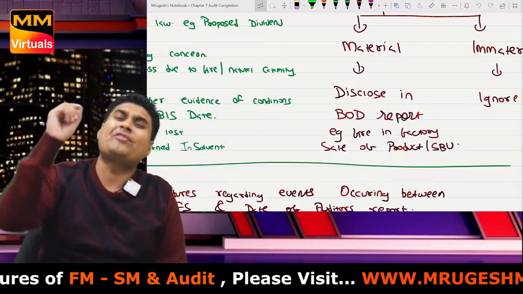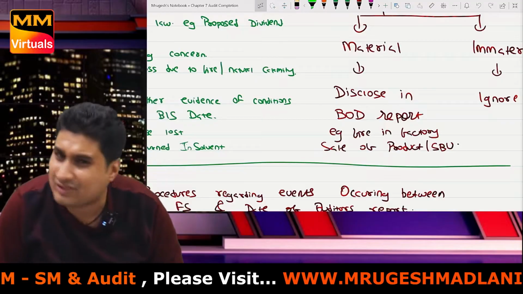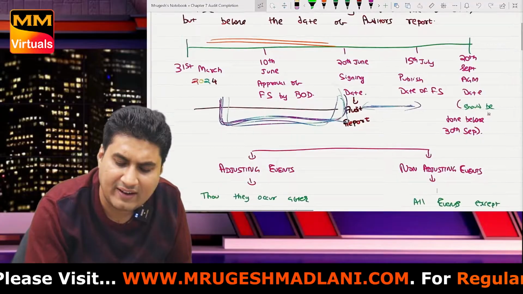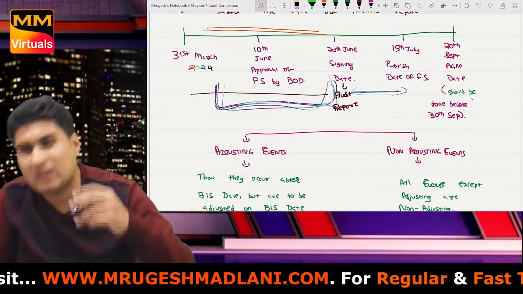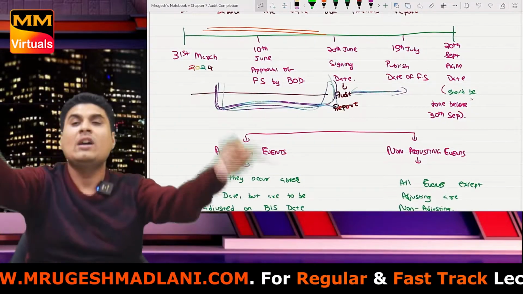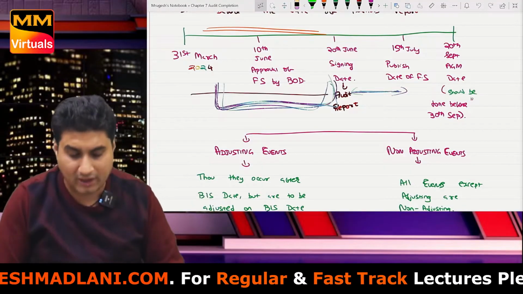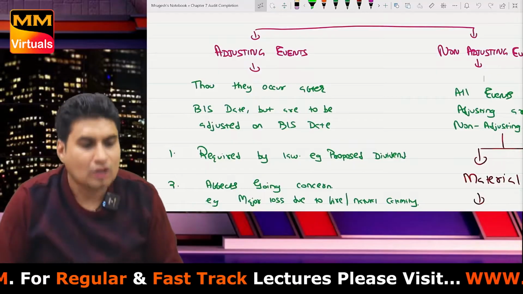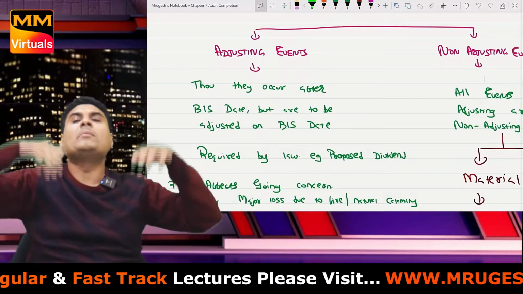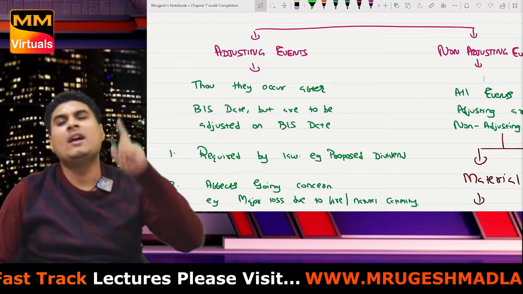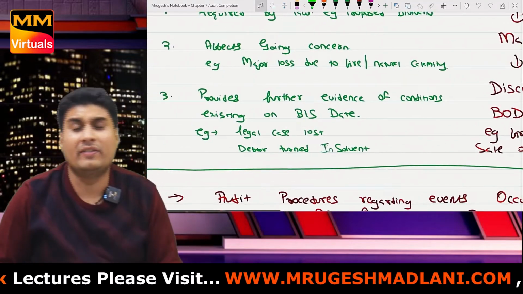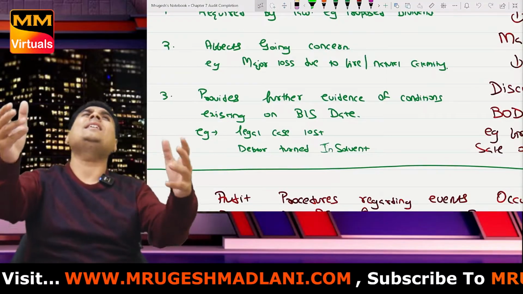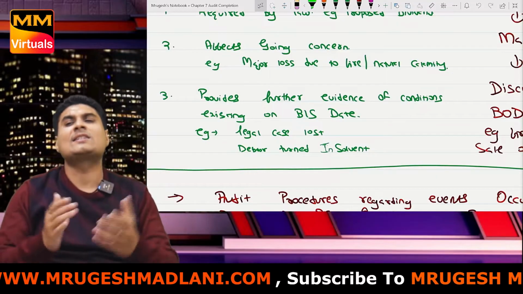AS4, Accounting Standard 4, Contingencies and Events Occurring after Balance Sheet Date. One last time. Those are events that occur after balance sheet date, but they are to be adjusted on balance sheet. Divide into two parts: adjusting and non-adjusting. Adjusting, though they occur after balance sheet date, are to be adjusted on balance sheet date. Number one, required by law, proposed dividend. Number two, affects going concern. Number three, provides further evidence of condition existing on which date?